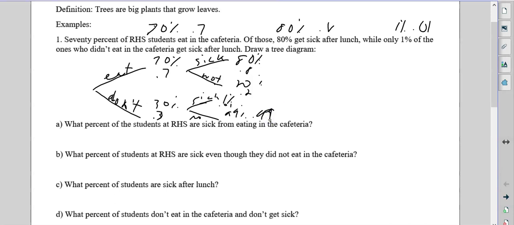So, what percent of the students at RHS are sick from eating in the cafeteria? So we follow this branch. We go eat, 70%, and who gets sick? 80%. And we multiply. Now, for this part, we do need to have them as decimals. So, think about that when you're making your tree. If you find it easier just to do this, that's fine. And that's going to equal 0.56. It does say what percent, so we just move the decimal 2 places to the right, 56%. Because remember, it's 80% of the 70. Okay?